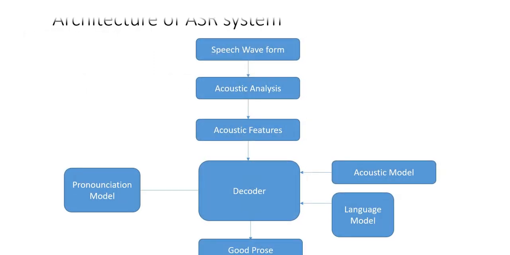This is the architecture of ASR systems, and it is really important. The input is the speech waveform, and we get the prose as the output. We have different modules, like acoustic analysis, acoustic features, acoustic model, pronunciation model, language model, and decoder. We will discuss in detail what exactly these modules do.